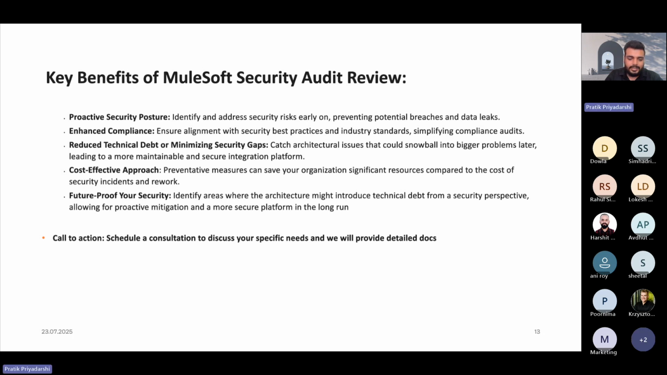Second, it will support enhanced compliance. Our review aligns with your architecture, with industry standards and best practices, making regulatory audits smoother, and the risk of non-compliance is reduced. And then obviously you will not incur any kind of fines from the regulatory audits. So we minimize your technical debt and eliminate the hidden security gaps, right?